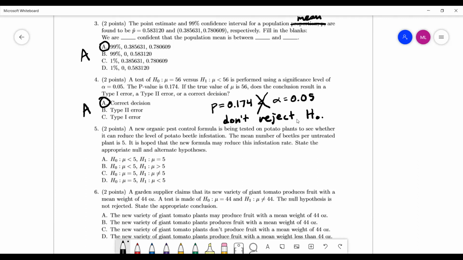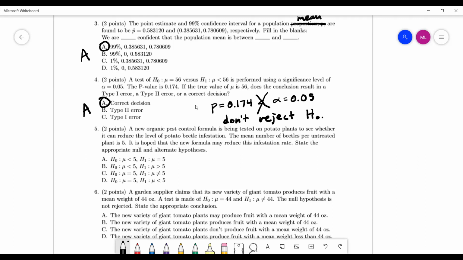We decided not to reject the null hypothesis, which means we decided not to reject the idea that mu equals 56. We're saying it's totally plausible that mu could be 56. And it turns out the true value of mu is indeed 56. So it turns out our conclusion was the correct conclusion to draw. Mu may in fact be 56. So there is our correct decision.